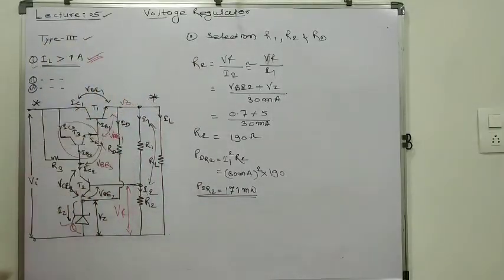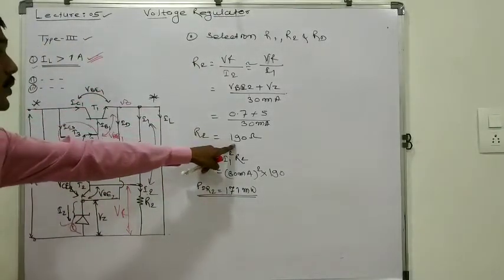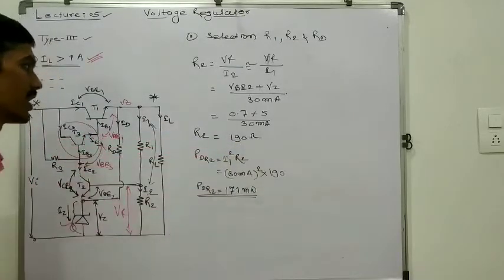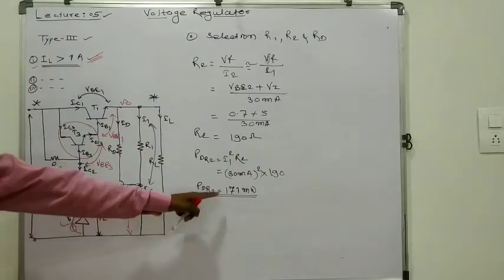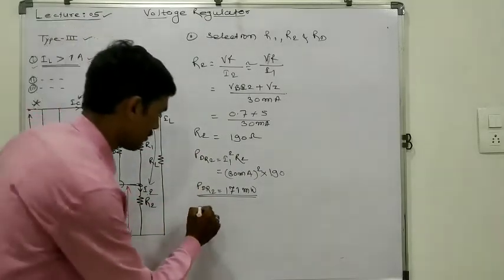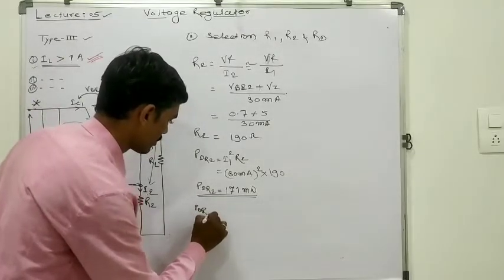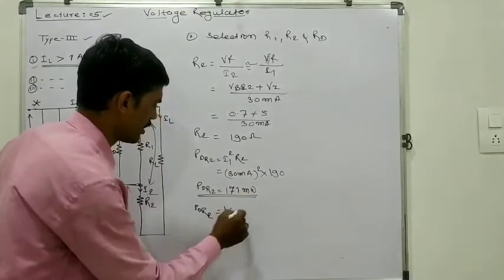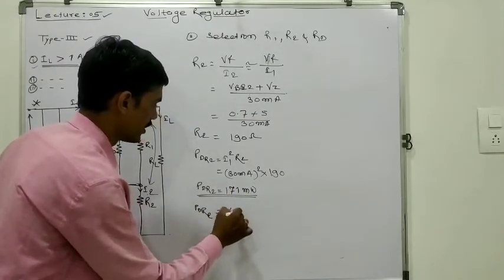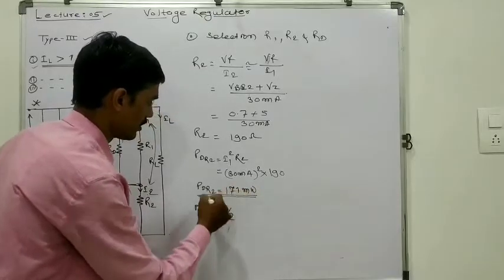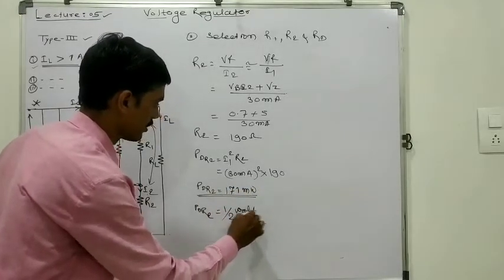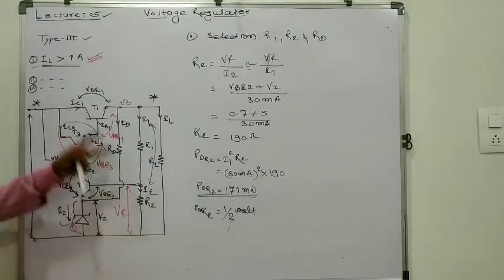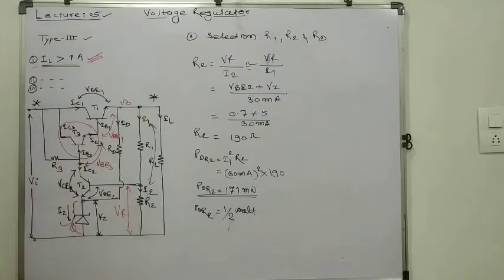So select a resistance R2 nearer to this 190 ohm value. Either you can select a 200 ohm resistance with power dissipation of 170 milliwatt. Means we have to select a power dissipation across R2 of 1 by 4. It is not 1 by 4. We have to select nearer greater than double this rating, so it is half watt. Half watt resistance R2 must be selected for this given problem.